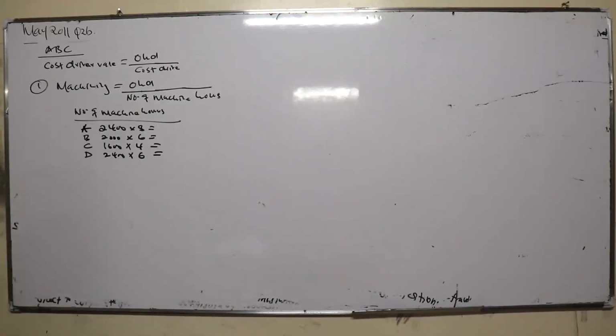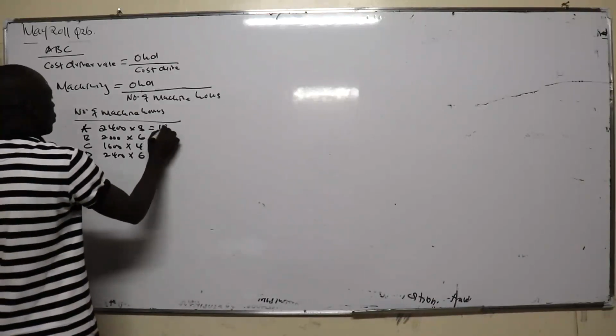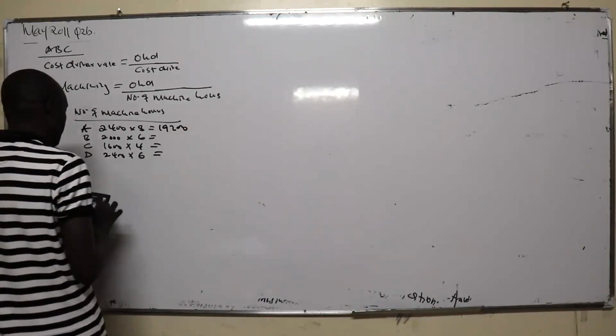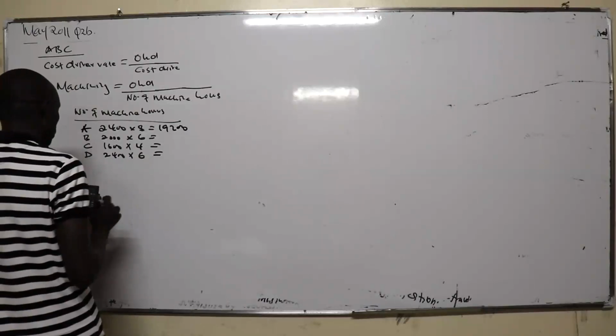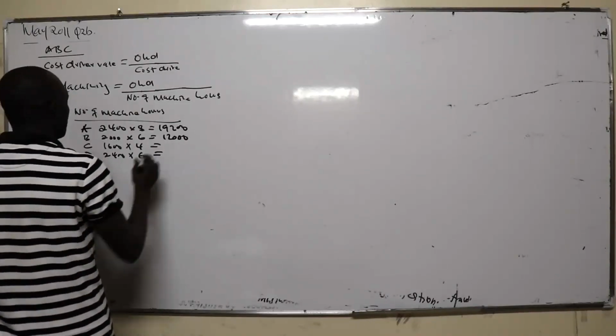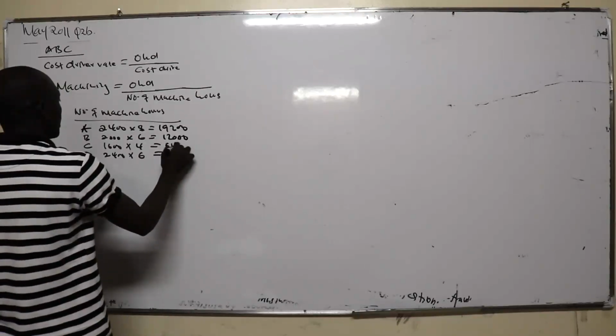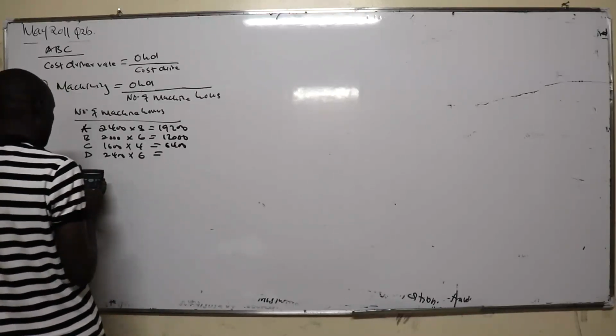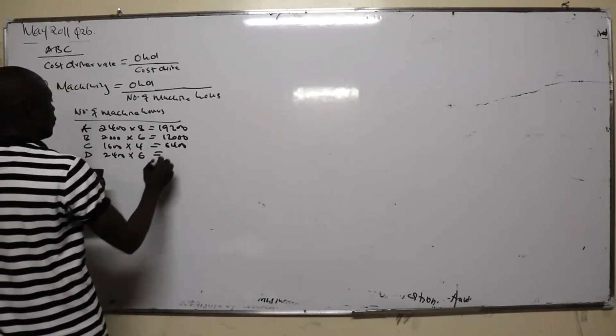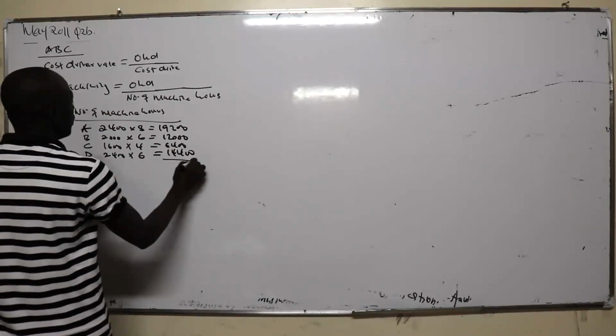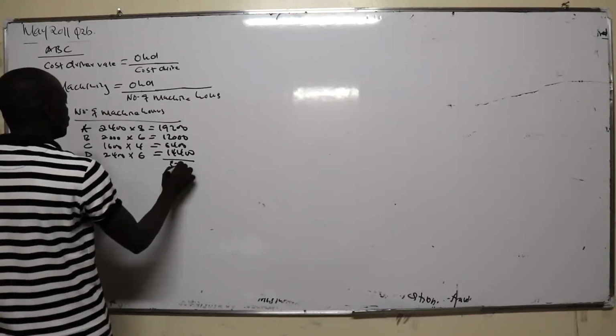The first one will be 19,200. The second one will be 12,000. The third one will be 6,400. And lastly, it will be 14,400. So the total here will be 52,000 machine hours.